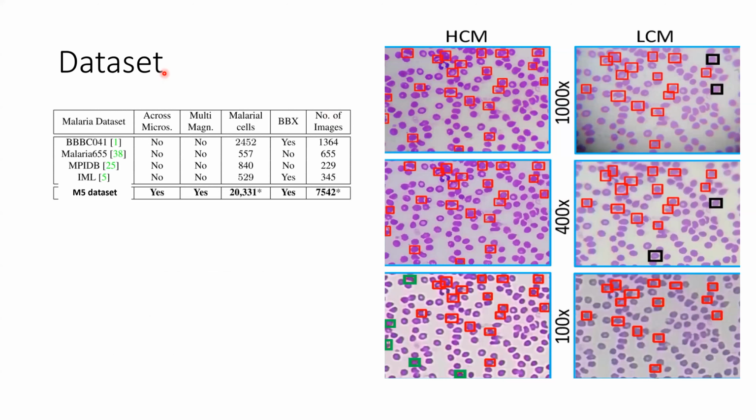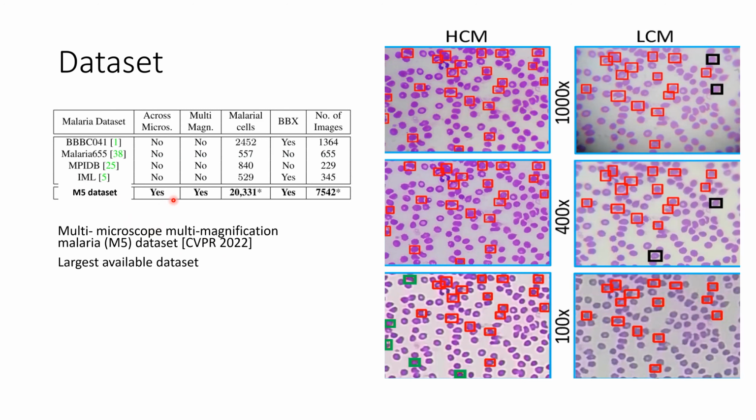The dataset we are dealing with is the M5 dataset, called the multi-microscope, multi-magnification malaria dataset, which is proposed in the same paper. It is the largest dataset currently available. We can see the scale difference, with 20,000 cells annotated compared to prior works. It has 3 scales, defined by the field of view. So 1000x, 400x, which is the zoom version, we can say.